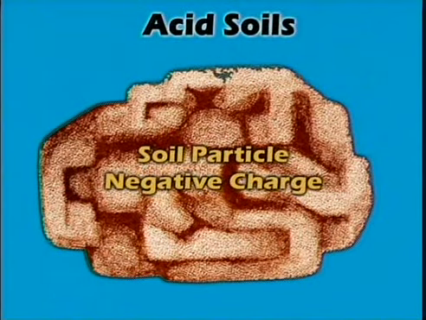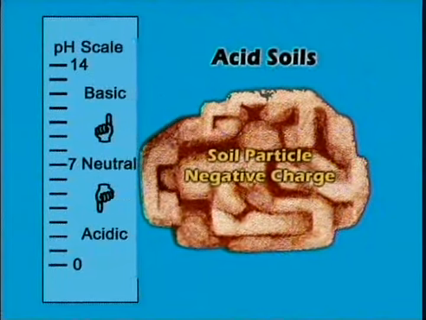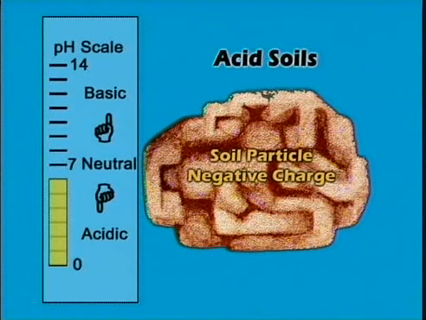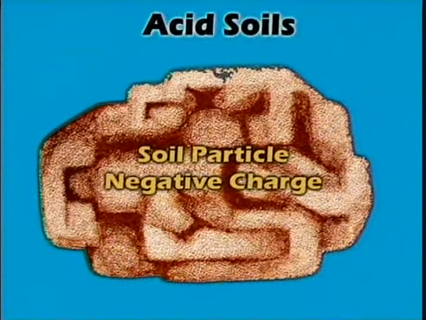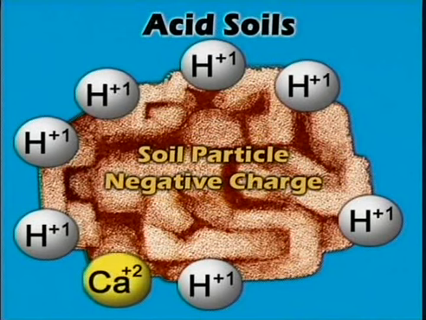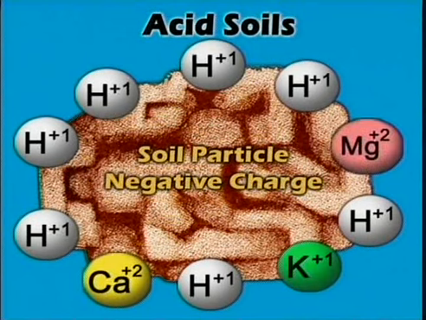The next graphic is looking at an acid soil. So on our pH scale, this would be a soil represented by a pH of 6 or below. What has happened at this pH? At this pH, we have seen an increase in the hydrogen concentration on exchange sites at the expense of the base exchange sites, calcium, potassium, and/or magnesium.